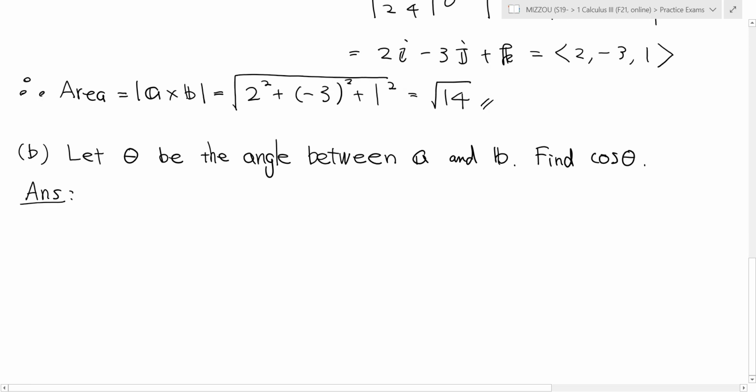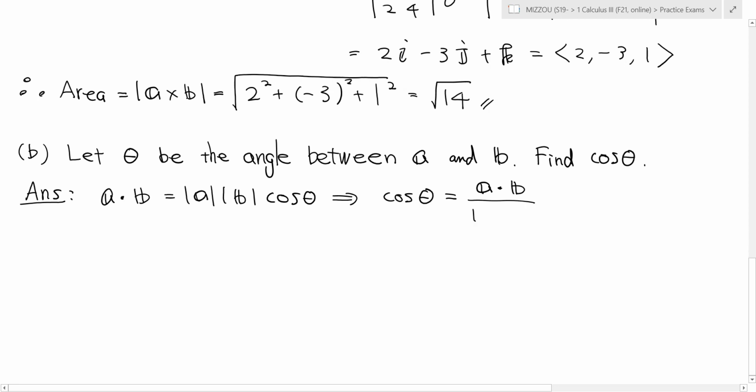So here's the answer. Let's remember, how do you find the cosine of the angle between two vectors? Well, here's the formula. A dot B is the magnitude of A, magnitude of B, and the cosine theta. So from this, you'll see that the cosine theta is A dot B over the magnitude of A, magnitude of B.